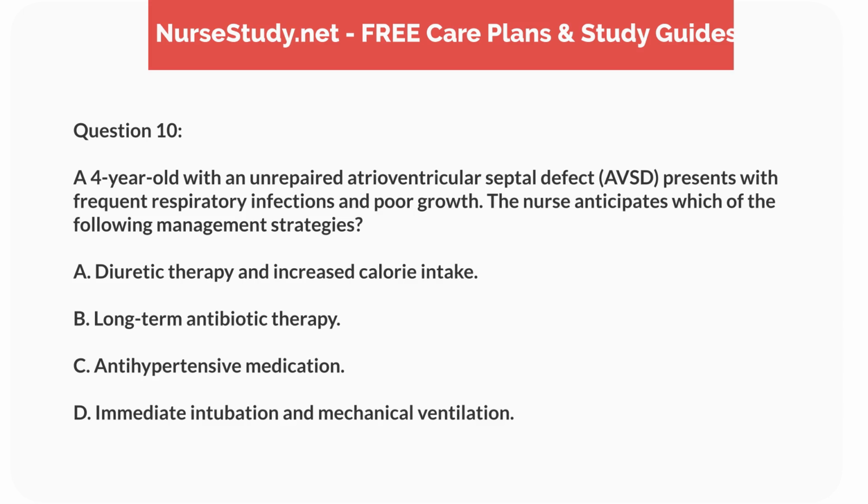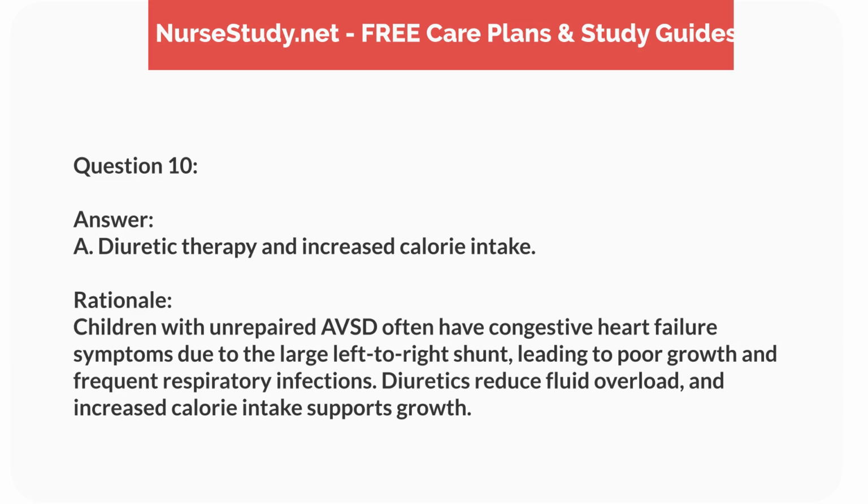Question 10. A 4-year-old with an unrepaired atrioventricular septal defect, AVSD, presents with frequent respiratory infections and poor growth. The nurse anticipates which of the following management strategies? A. Diuretic therapy and increased calorie intake. B. Long-term antibiotic therapy. C. Antihypertensive medication. D. Immediate intubation and mechanical ventilation. Answer: A. Diuretic therapy and increased calorie intake.